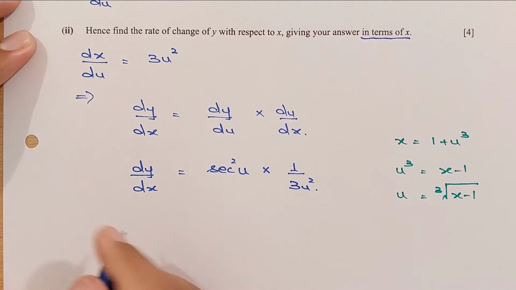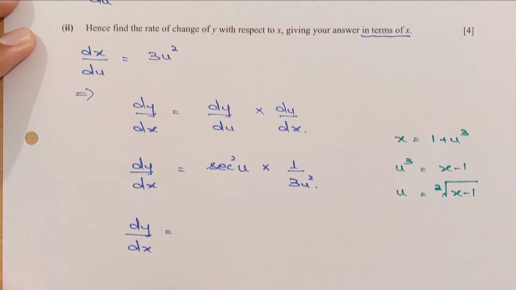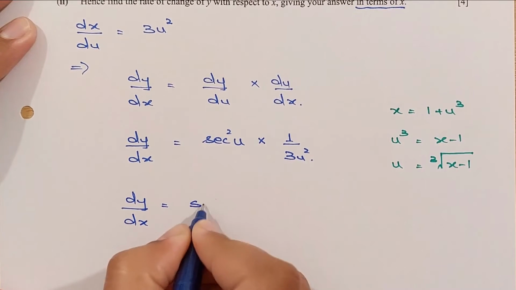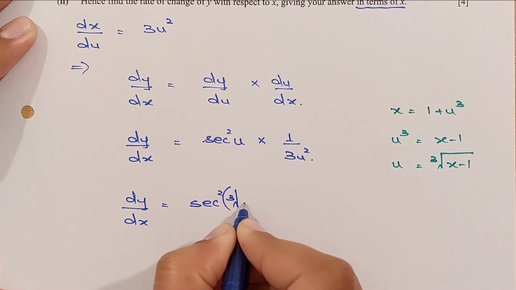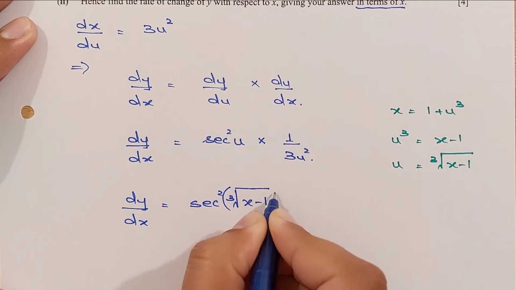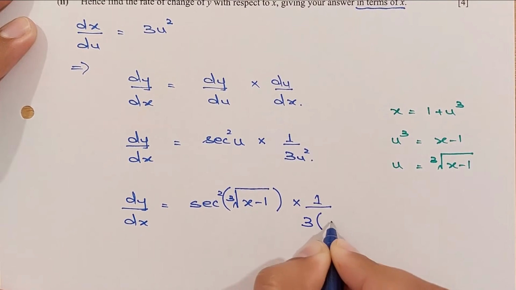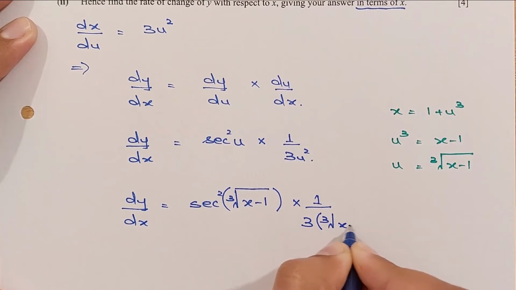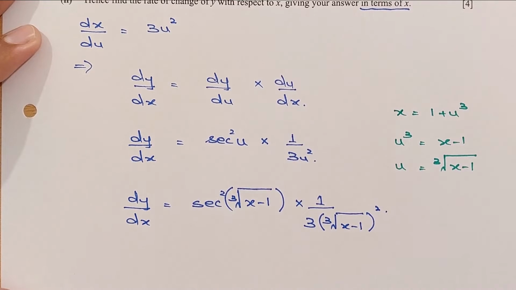So we can say that dy over dx is equal to secant squared u, where u is the cube root of x minus 1, times 1 divided by 3 times the cube root of x minus 1, whole squared. So this is dy by dx in terms of x.